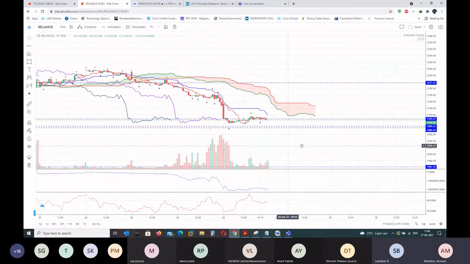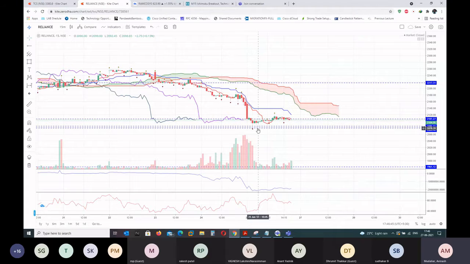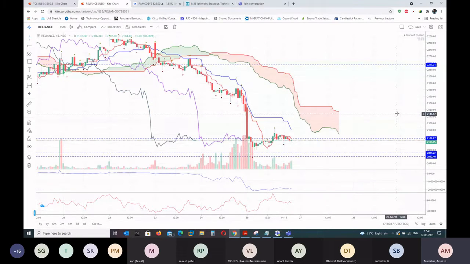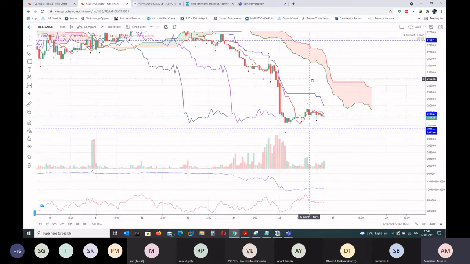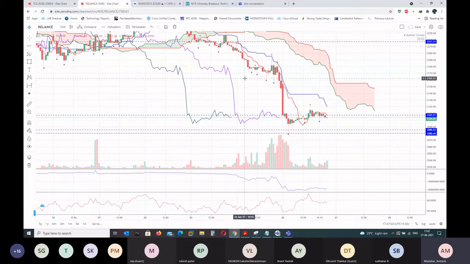So let's say this zone was there already, you already plotted it, and now you're patiently waiting. Now you can look for any kind of reversal candlestick pattern. You can simply go and buy, but you need to look at volume as well, like how the candles and volumes are behaving.